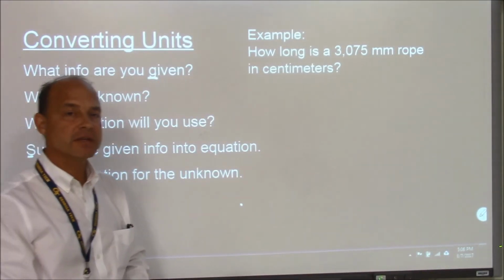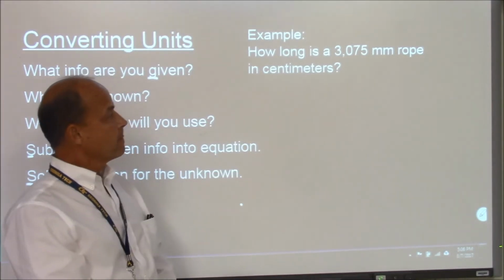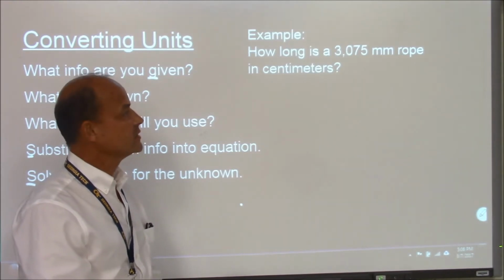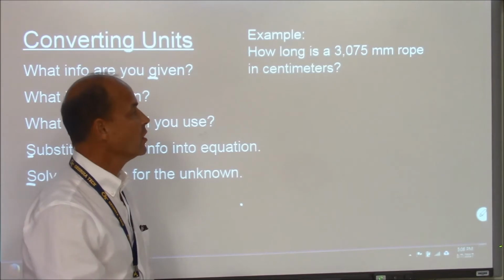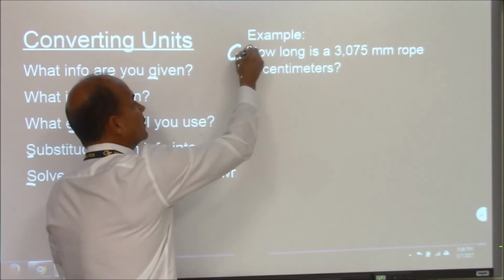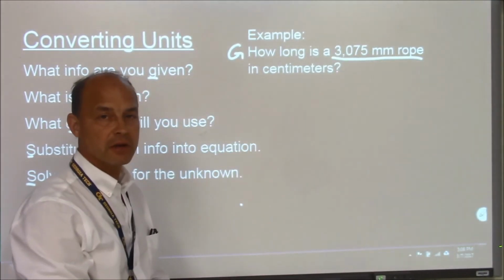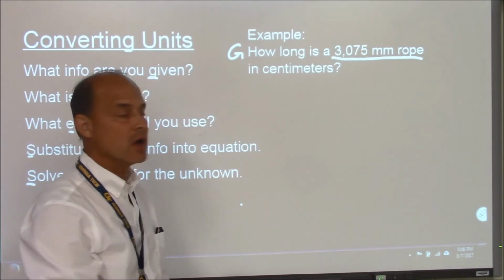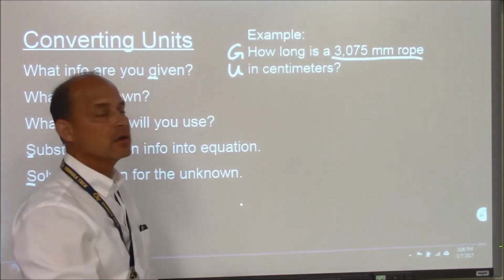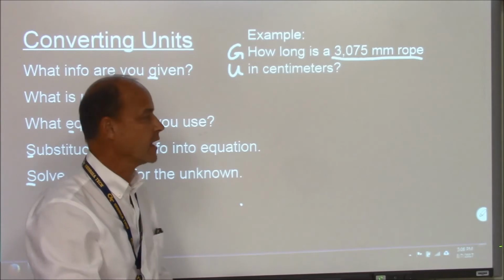So for example, here's an example problem. What if I wanted you to convert the measurement of a 3,075 millimeter rope, but I wanted to know what that was in centimeters? You are given the fact that you have a rope that is 3,075 millimeters, right? What you want to know, what's unknown, is how long that rope is in centimeters, right? So we're going to need an equation for that.